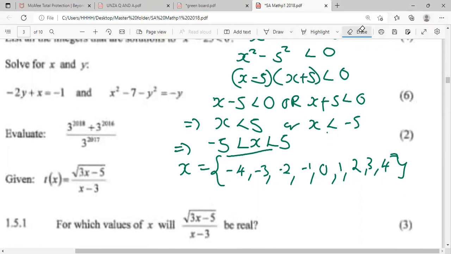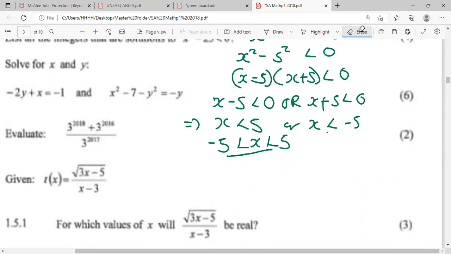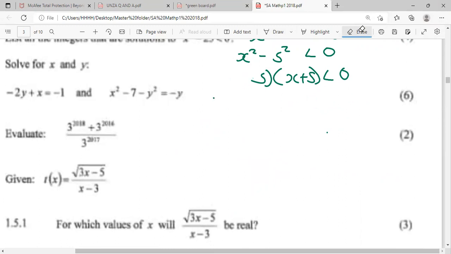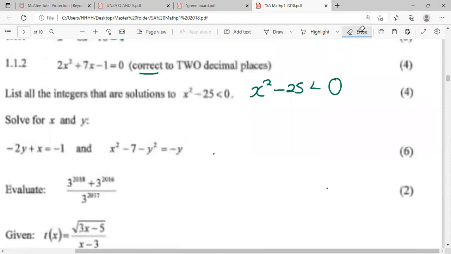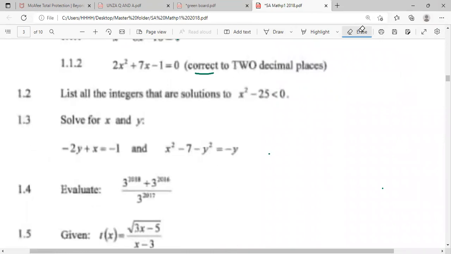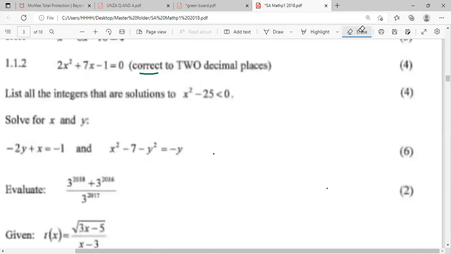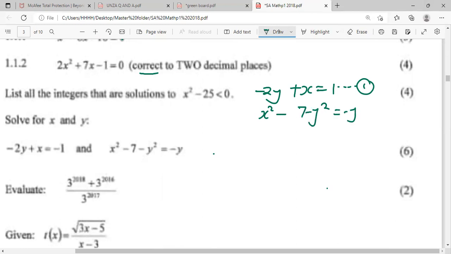A simultaneous equation involving a linear and a quadratic. Okay, so I'll start from here. This is the equation that we are solving. Solve for x and y, and it has 6 marks. The equations that we are solving are negative 2y plus x is equal to 1, this is my equation 1, then x squared minus 7 minus y squared is equal to negative y, this is my equation 2.